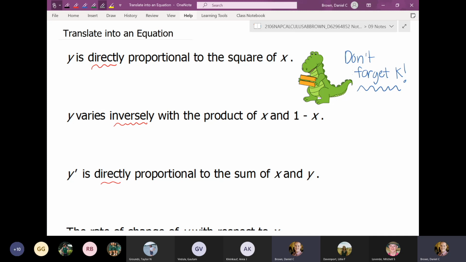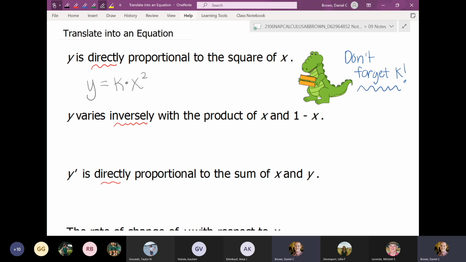So looking at this first one, what you should have gotten, y is directly proportional to what? The square of x. Notice that doesn't say the square root of x, but the square of x. So y is equal to kx squared.